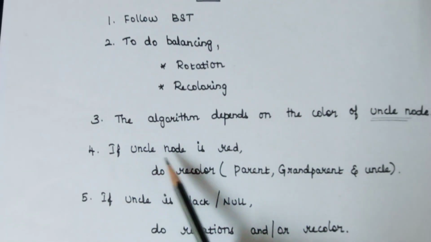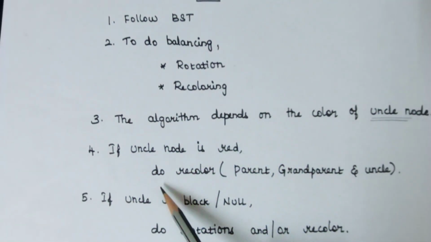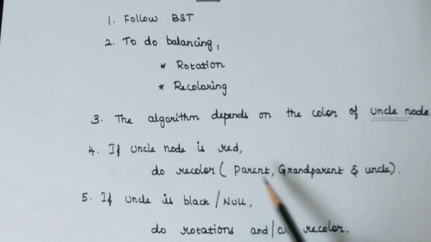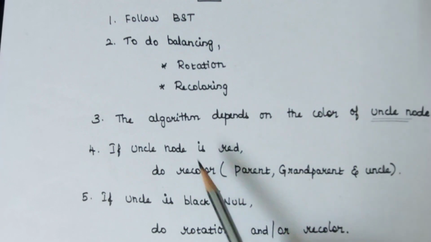If the uncle node color is red, then we need to perform recoloring. And here you need to recolor the parent node, grandparent node and uncle node. This is for red color.